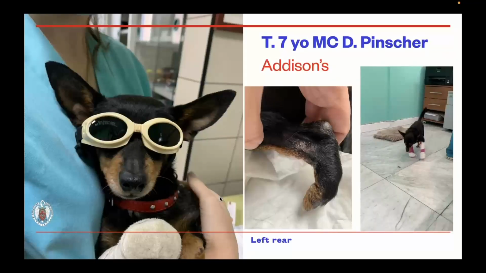This dog had Addison's disease plus a peripheral neuropathy. The consequence was that he had lost almost all digits in the left foot.